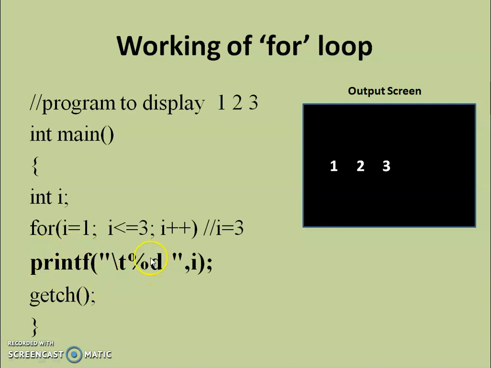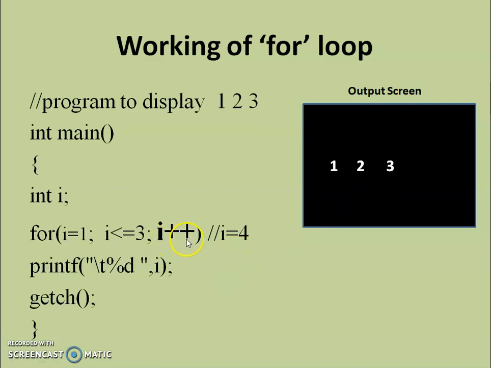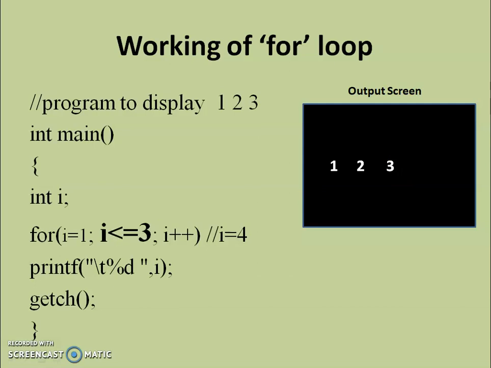What will happen next? It will display the value of i here. So again \t, and then you can see 3 is displayed here. Again, the value of i will be increased by 1, so now it becomes 4. Now it will return to the test condition section. Now again it will be tested.